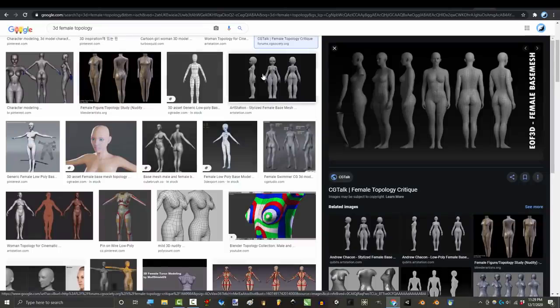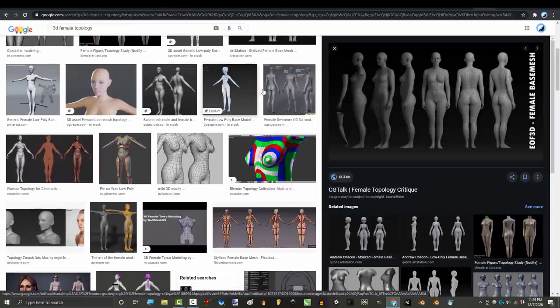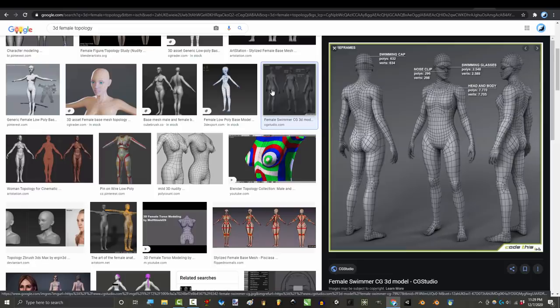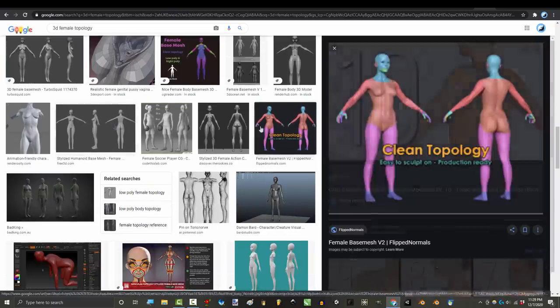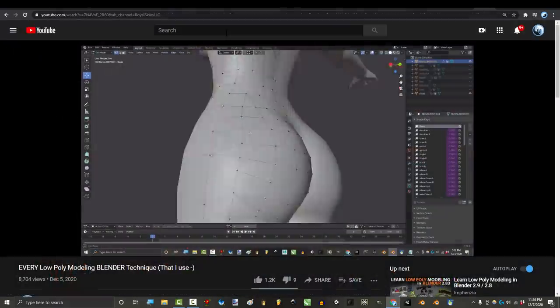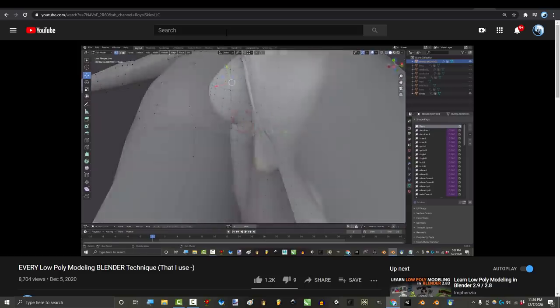So, let's talk about the elephant in the room. Topology. What is it? Should you care? When, why, and how? So, first off, yes, topology is very important, and anyone who tells you otherwise has no idea what they're talking about. That is why we get rid of vertex clusters early on if we can.